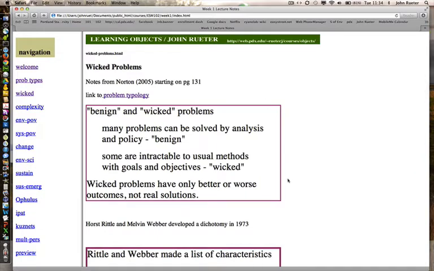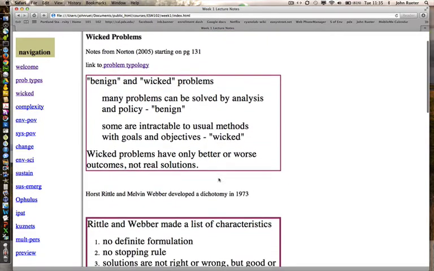Wicked problems have been described by several people. In one case, just a simple category of benign problems versus wicked problems. Benign problems can be solved by analysis and policy, and you can reach a solution. Wicked problems are intractable, and they may not even have a solution, may only just be better or worse outcomes. You're never really going to be finished working on this problem.